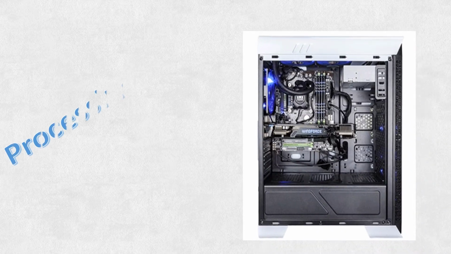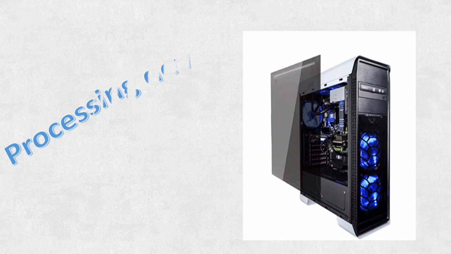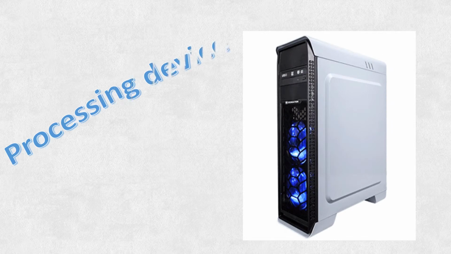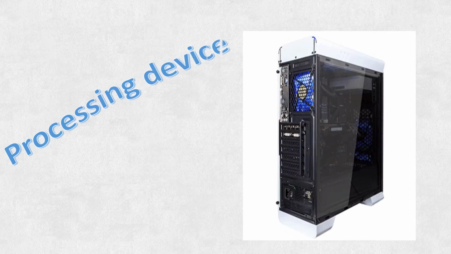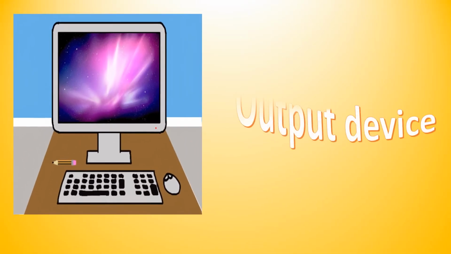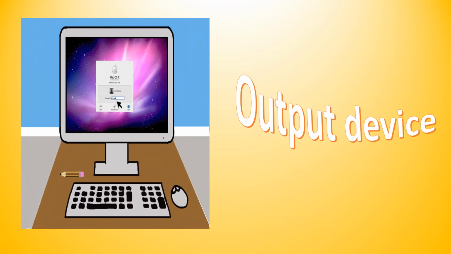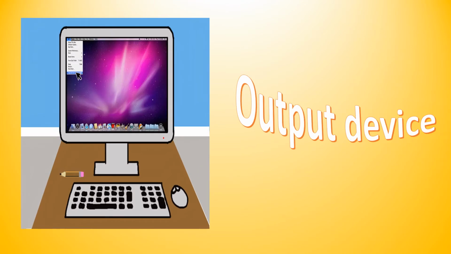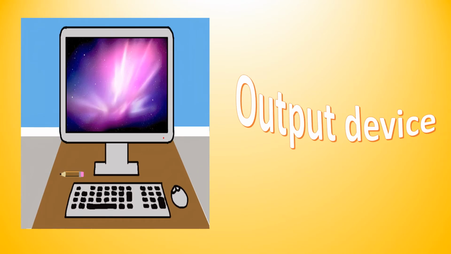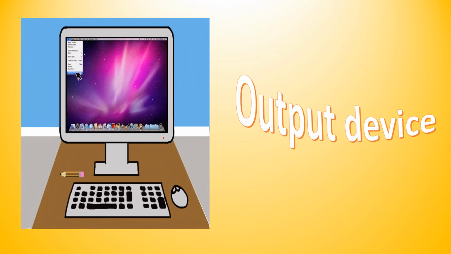The part of the computer that processes the data is called the processing device. For example, the CPU in the CPU box. Parts of the computer that show the result after processing the data are called the output devices. For example, monitor, printer, speakers and headphones.